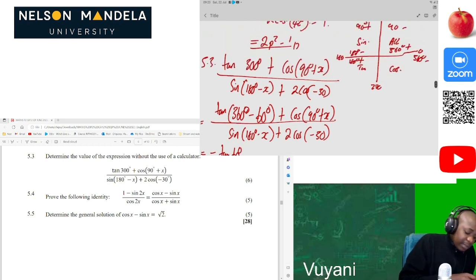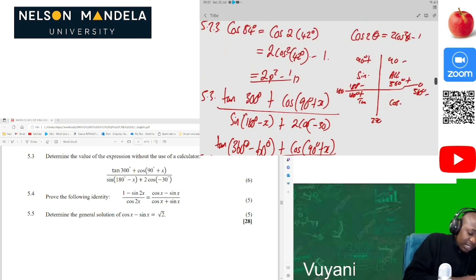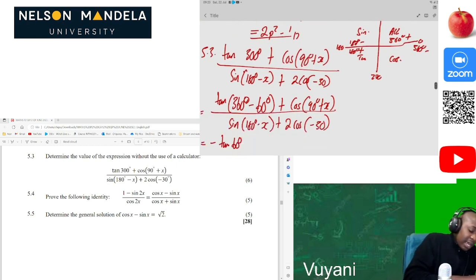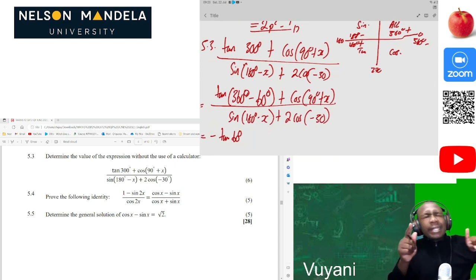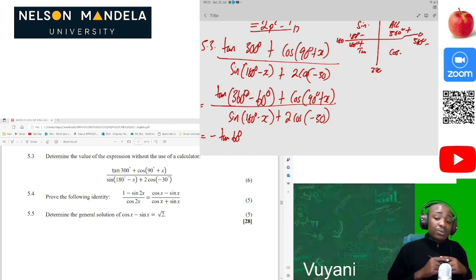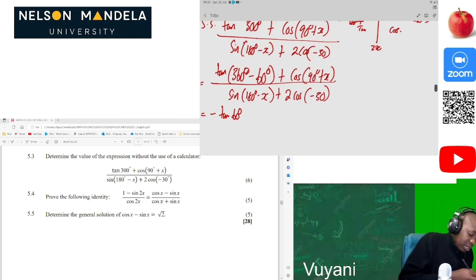Then cos of 90 plus, in which quadrant is it? It's in the second quadrant. And is cos positive or negative? It's negative. And we can see it's 90 plus and it's cos, and we know that at 90 degrees, cos changes to sine. Those are what we call co-functions or co-ratios. So now we have minus sine of x.